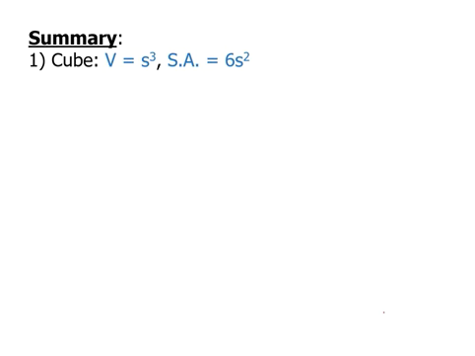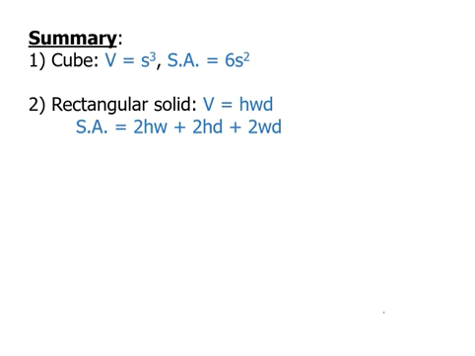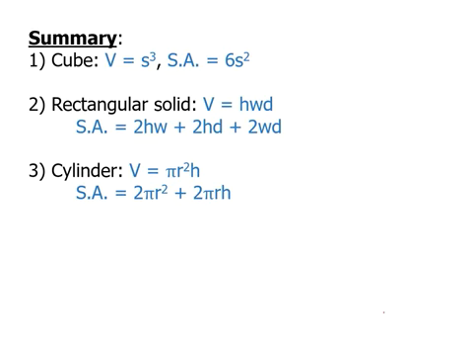In summary, facts about the cube, its volume, its surface area, a rectangular solid, its volume and the surface area, and then the cylinder, its volume and surface area. For all of these, do not merely blindly memorize isolated factoids, but make sure you understand why these formulas are true.